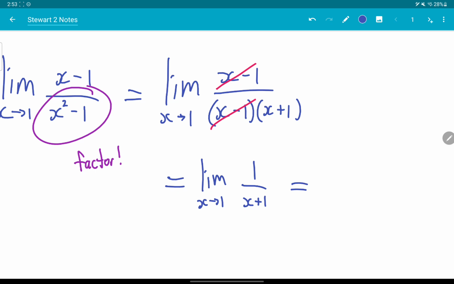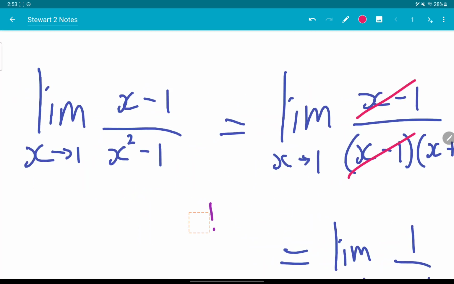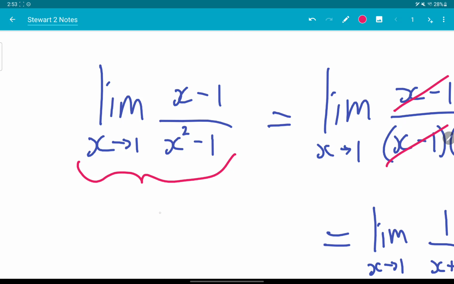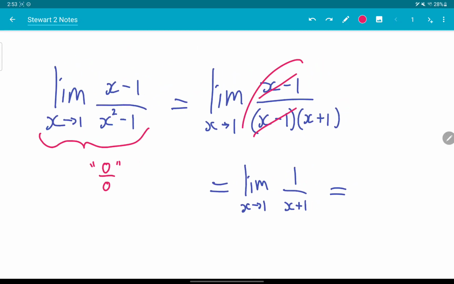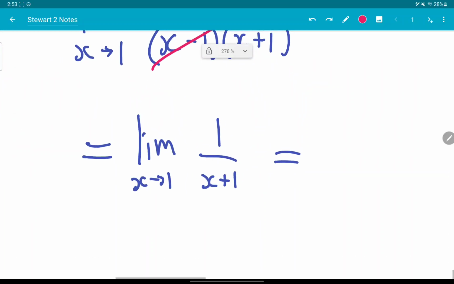And now I've taken my strange situation. This original limit was of the form 0 over 0, because when you plug in x equals 1, you get 0 over 0. So this is a very strange thing. Now, with this cancellation, and with the factoring that preceded it, I have removed the weirdness. The weirdness is gone.